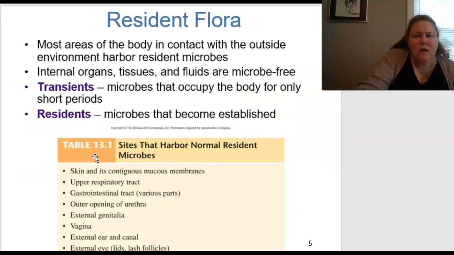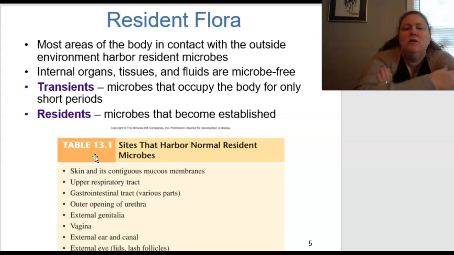So starting with the good guys, okay, we have resident flora. These are guys that are going to just hang out on our body at a normal time. So most areas of the body in contact with the outside environment harbor resident microbes. Internal organs, tissues, and fluids are microbe-free.